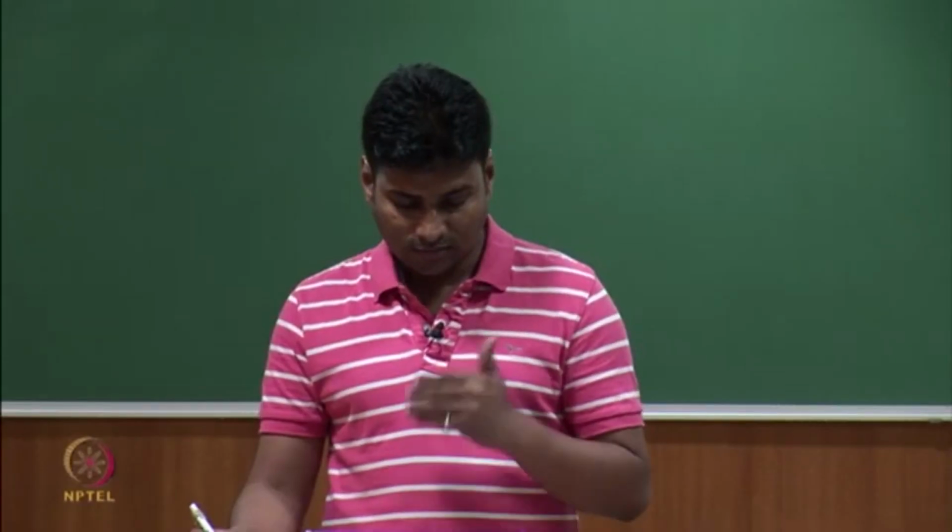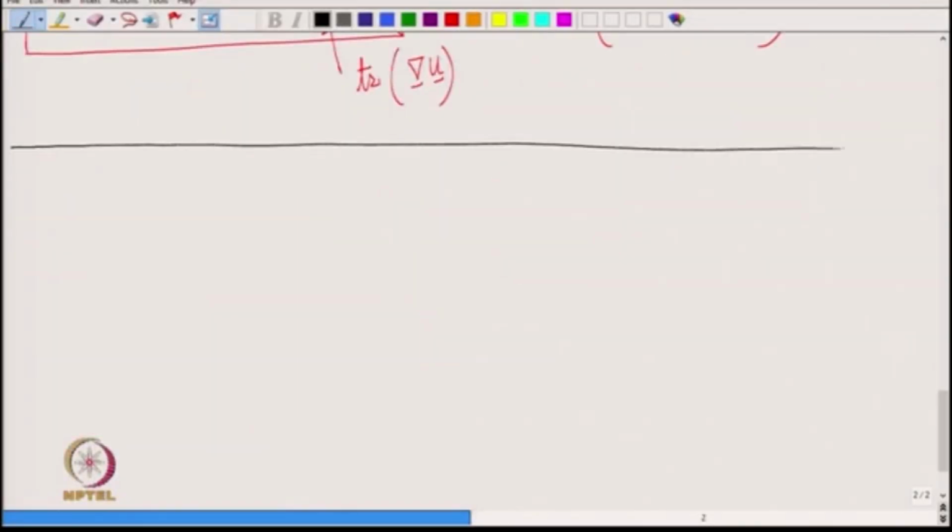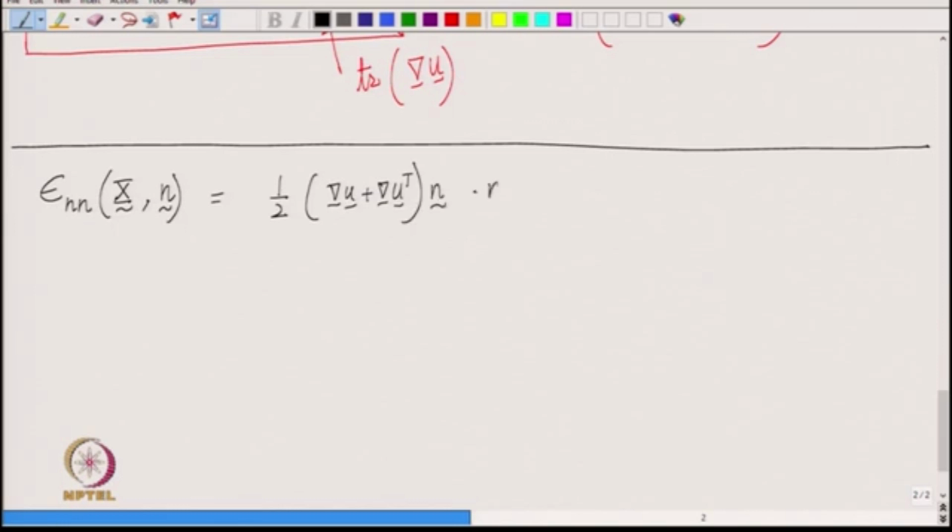Can you recall the formula for each of the strains? Let us recall them. So, the longitudinal strain epsilon, suppose it is n n. So, it is at the point big X and in the direction of line element n. So, that turned out to be half of grad u plus grad u transpose into n and then dot with n, right.